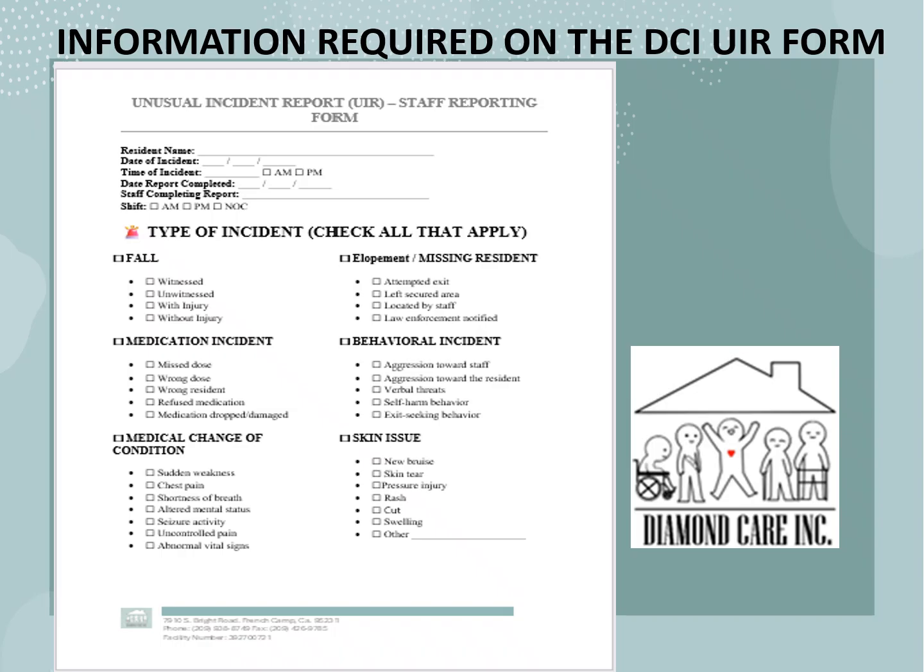Okay, this page is the first page of the UIR, also known as the Unusual Incident Reporting Form. And I made it as simple as I possibly could for you guys, where we're going to check box it, okay? So you're going to check all that apply after we fill out the name, all that top part information, okay? Was it a fall? Was it an elopement? Was it a medication incident? Was it a behavioral incident? Was it a change of mental condition? Is it a skin issue?